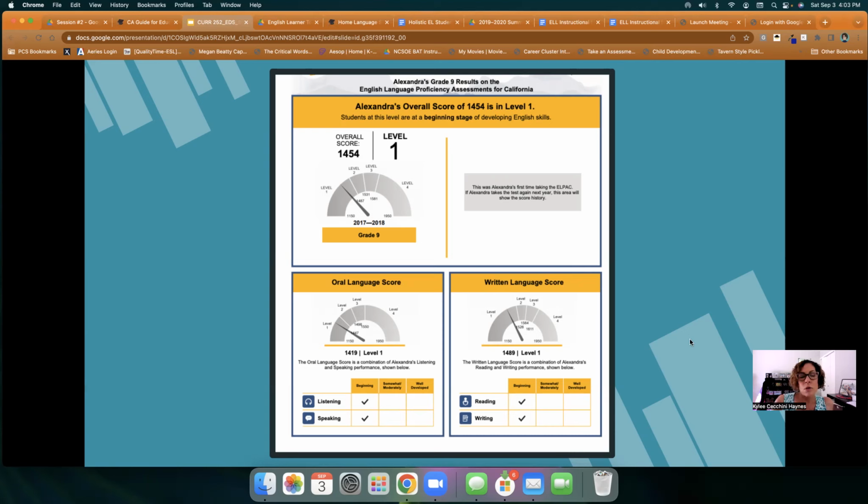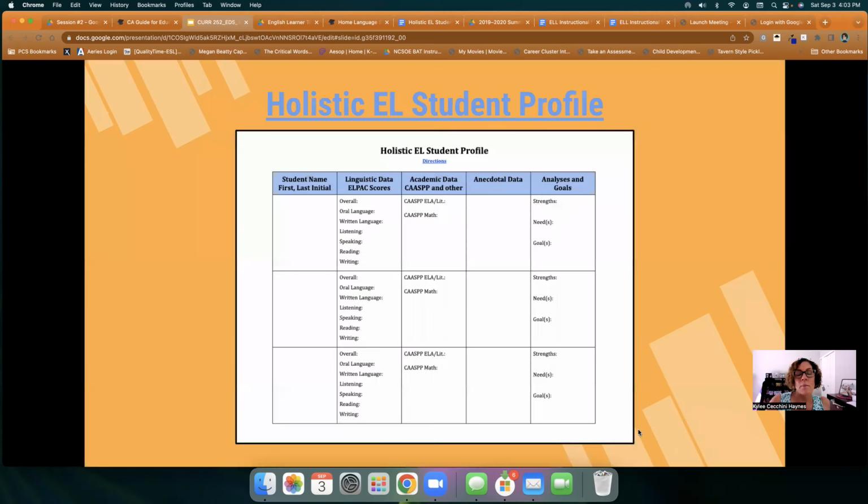When we look at her oral language, she's also a level 1. Again, pretty solidly level 1. And same with written language. All right. And under her oral, listening and speaking is beginning, as is her reading and writing. Right. So again, this is that EL student profile.